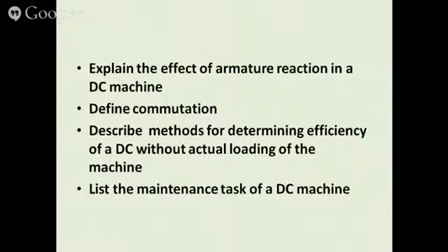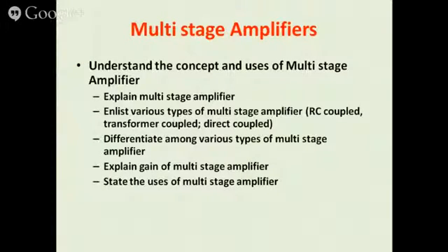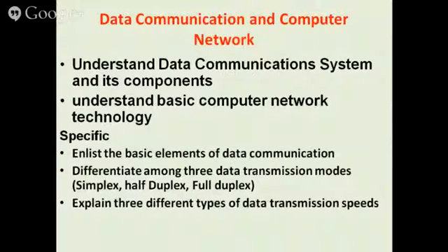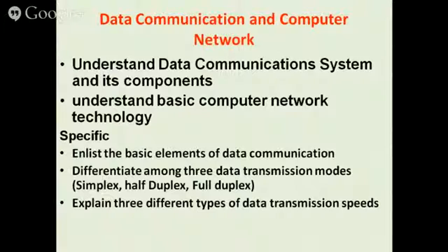So our teacher needs to first write down the general objective, then break down the general objective. Let me take one example from data communication and computer network. So here you see, depending upon the breadth and scope which you are going to cover, you can have one general objective or you can have 2 to 3 general objectives. Here you find for this particular topic, there are 2 general objectives. Understand data communication system and its components. Understand basic computer network technology.